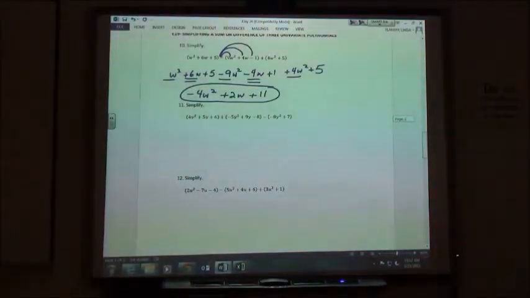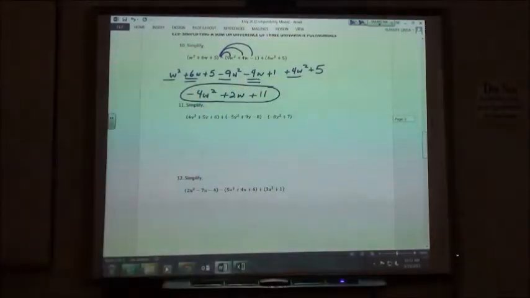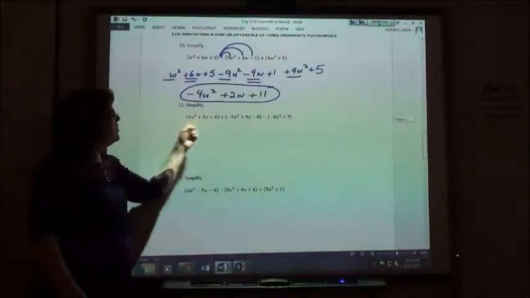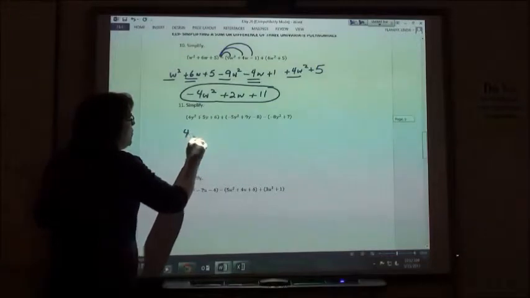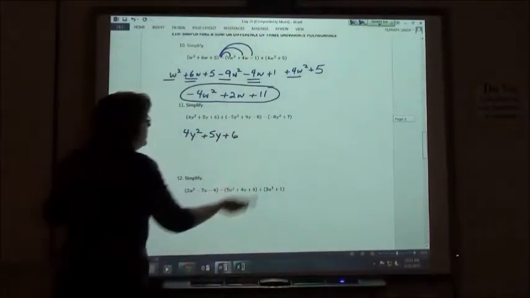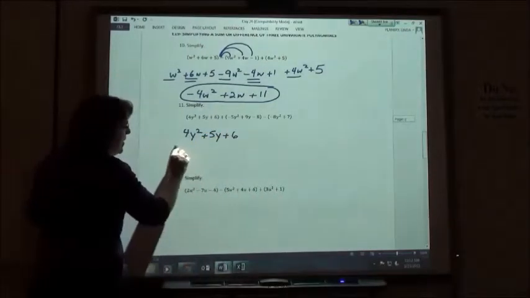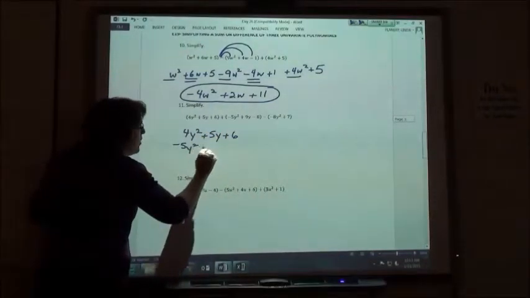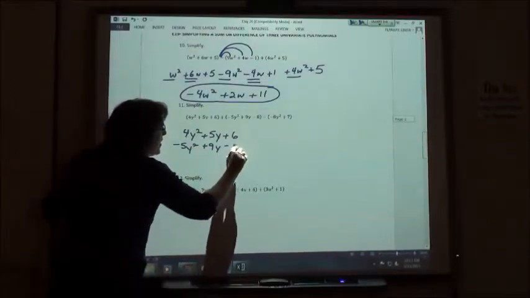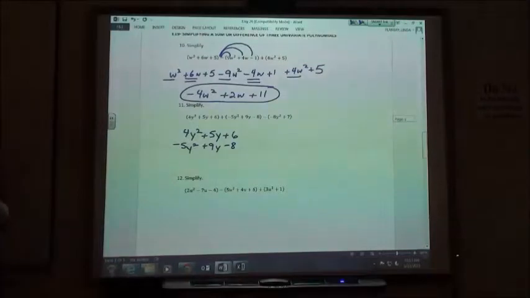Now on Alex, they're going to have you line them up a little straighter instead of hopping all over. So I'm going to rewrite this one the other way in case you like to do it that way. Again, the first one's going to stay the same. So 4y squared plus 5y plus 6. This one has a plus sign in front, so all of those will be the same. Negative 5y squared plus 9y minus 8. This one has the minus in front, so I've got to do the opposite of those.